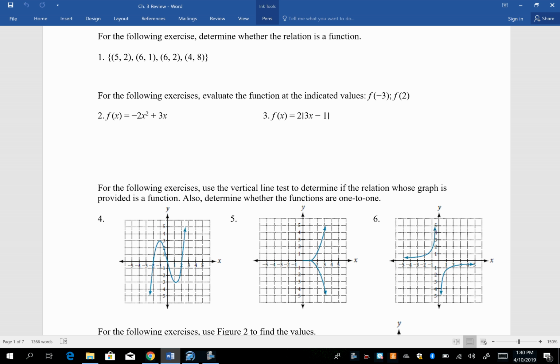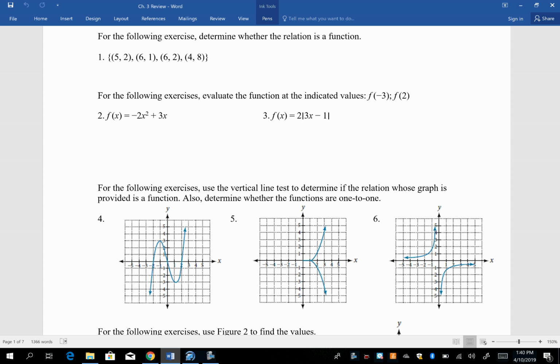Yes, but the idea is that you can't repeat inputs. So what Gilberto's brain says is, okay, I can't repeat inputs. That means don't repeat the x. But your outputs can repeat. So is that a function? Well, let's see. No, because the x repeats. Yeah, but they don't have the same output.